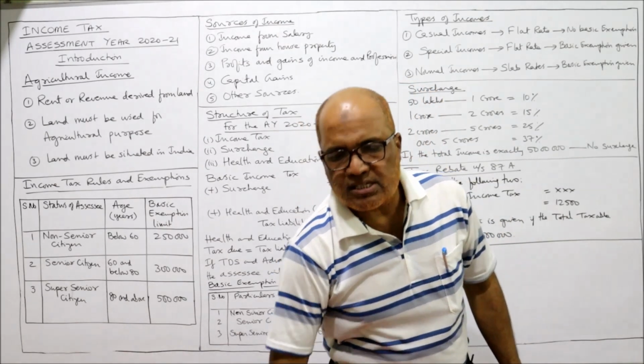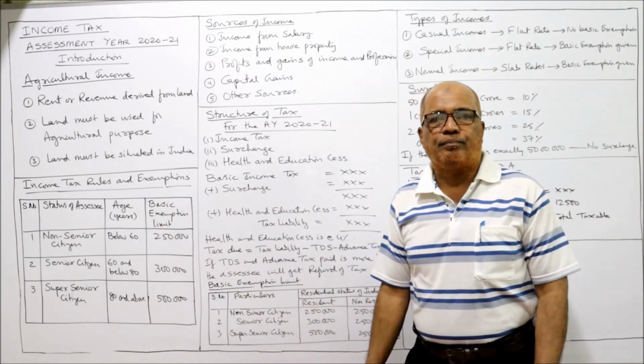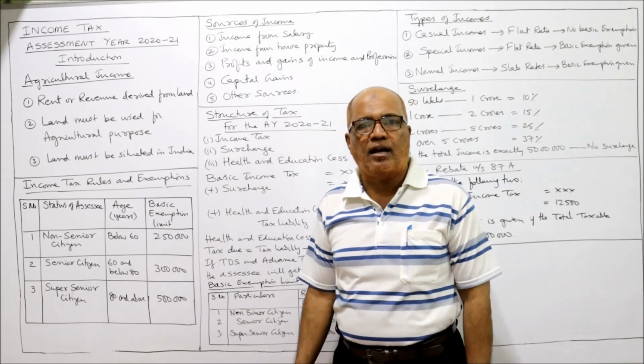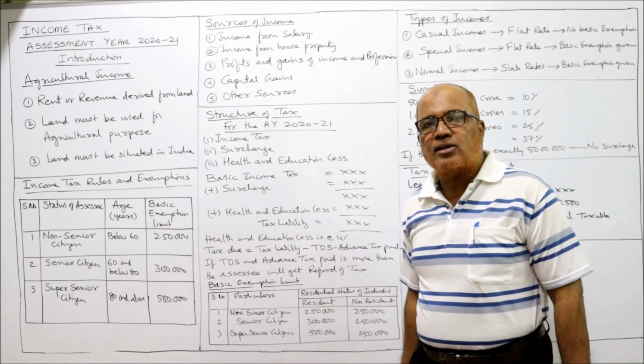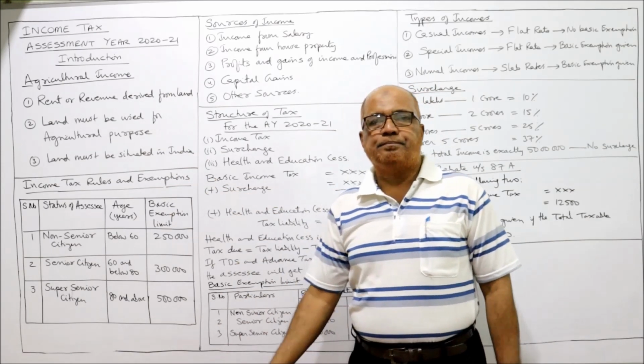Now in this video, I'm starting with two topics. The first topic is agricultural income. Very frequently in examination, they will ask the provisions of agricultural income in India, tax on agricultural income in India. Secondly, income tax rules and exemptions. First of all, agricultural income.